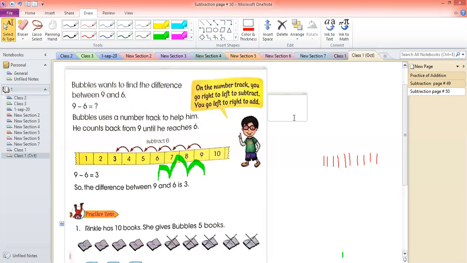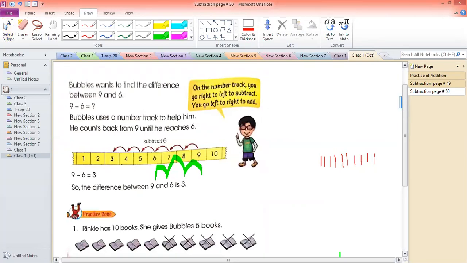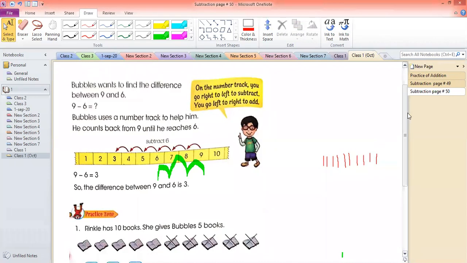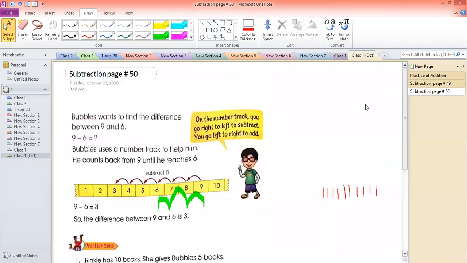Right guys? So it is on page number 50 of your book. You can open your book, page number 50. So this is the number track. And let's suppose you have to minus 6 from 9. This is the example. This is 9 minus 6, right?